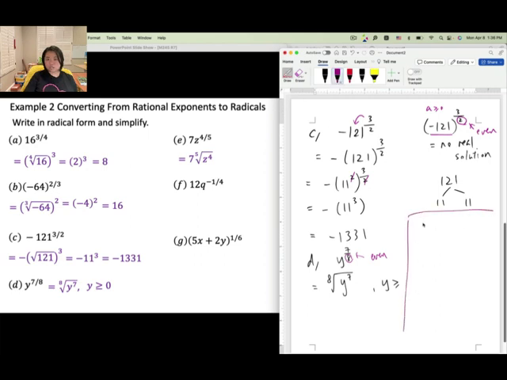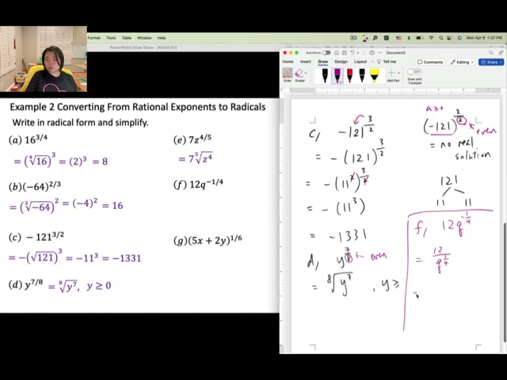Okay, F. 12 Q to the power of negative 1 over 4. Again, this exponent only applies for the Q. Remember what negative means? You're going to flip it to the bottom, right? So if I write one more step, that will be the 12 on the top, Q to the power of 1 over 4. Okay? The negative, make it flip to the bottom.